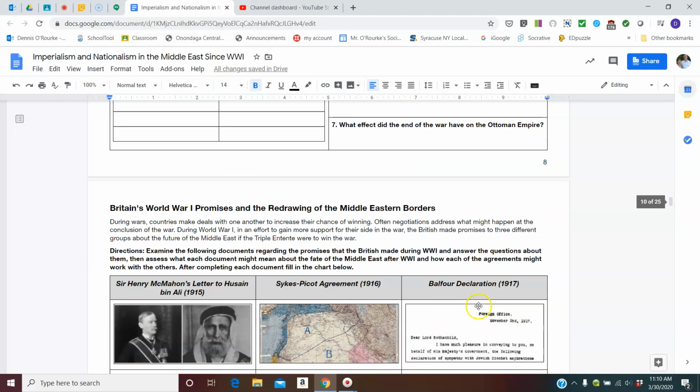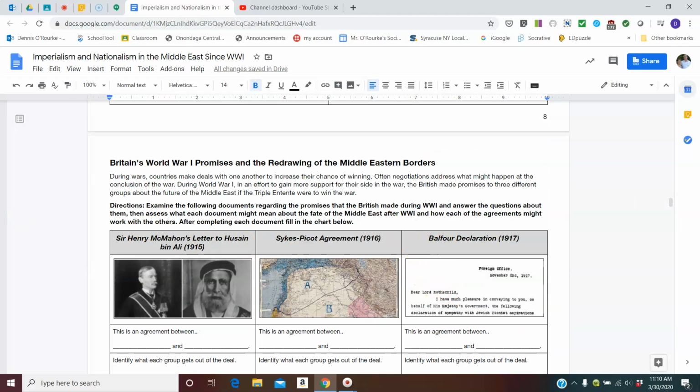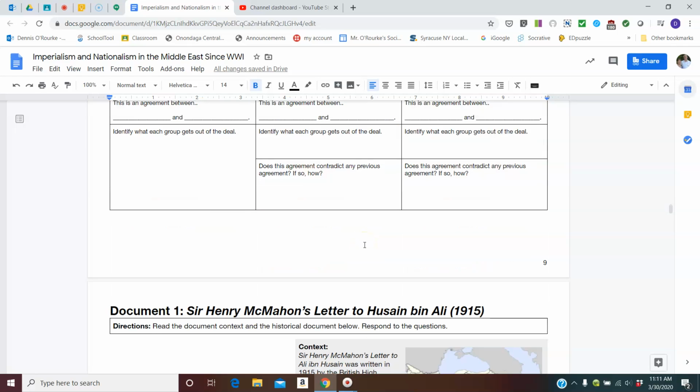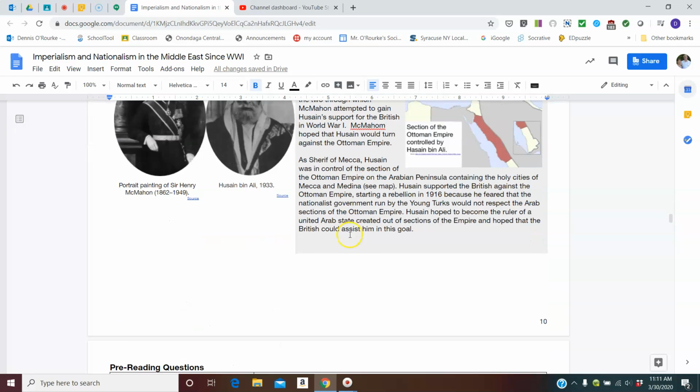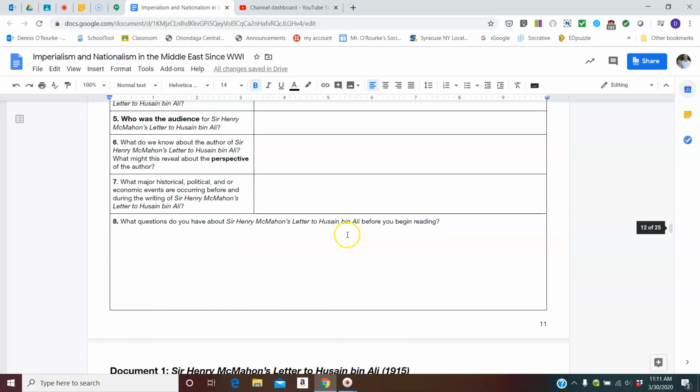Okay, Great Britain, this is where I will come in with a new video after this section here to do the documents. So you're going to want to wait till you can do those to see this part of it. But basically, Great Britain will make several promises, and they will make promises not only to the Arabs but also to the Zionists. Meanwhile, they'll make some deals between them and the French, and each of those deals are on there. So you have Sir Henry McMahon's letter to Hussein bin Ali. This will talk about the deal he makes with the Arabs, and I will get into this in a separate video.